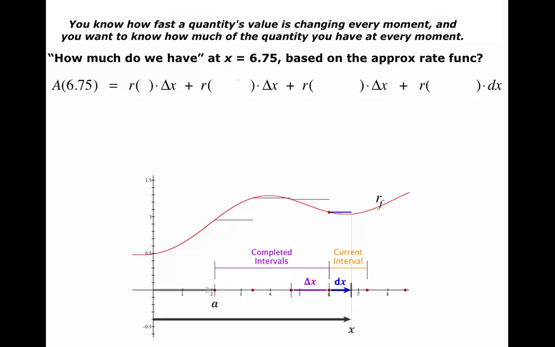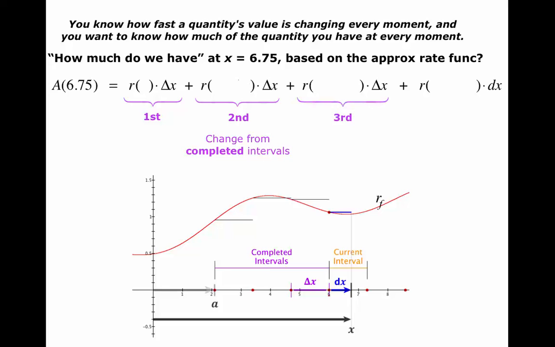Okay, so what does this look like? It looks like m times a change in x plus m times a change in x plus m times a change in x plus m times a change in x. That's how we're going to get the amount of accumulation at 6.75. And we're going to add all those up. So we're going to get all the change from the completed intervals. In this case, there are three. For x equals 6.75, there are three completed intervals. And then we're going to get the change from the current interval. And there's only one of those.